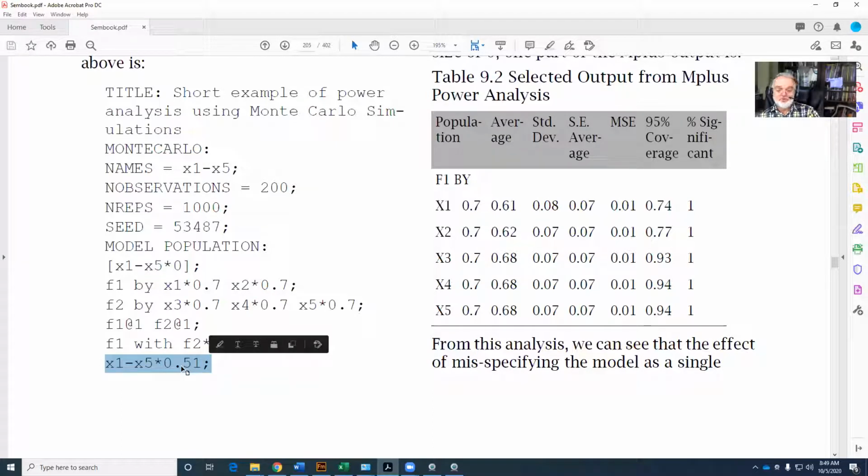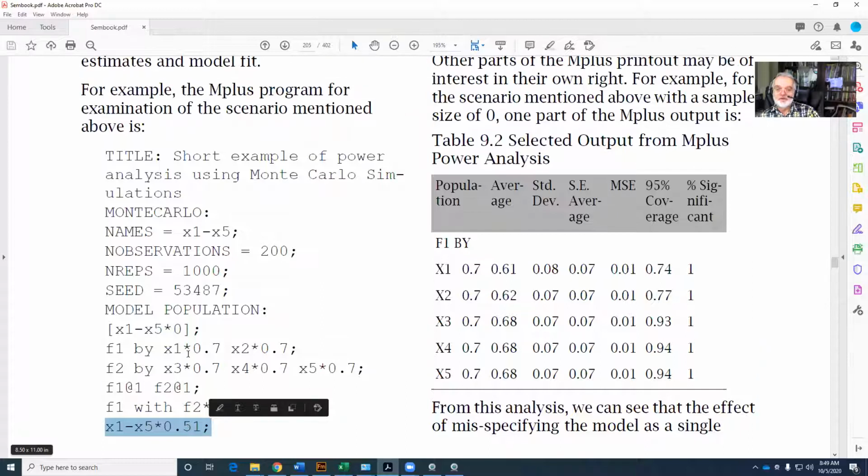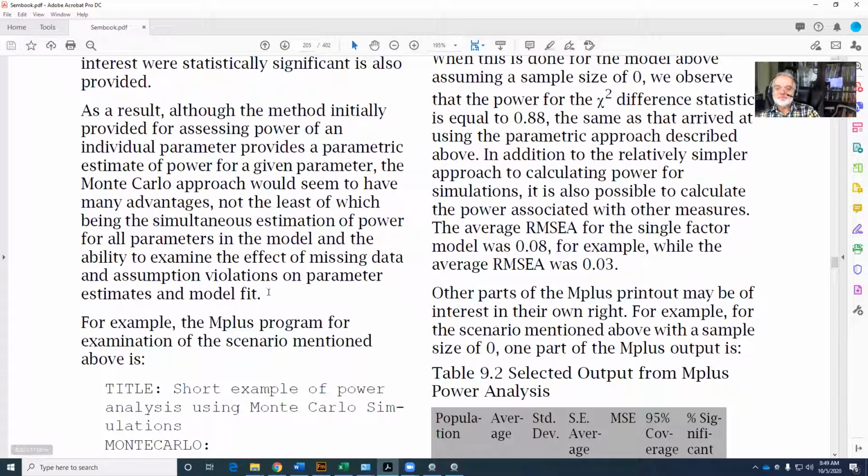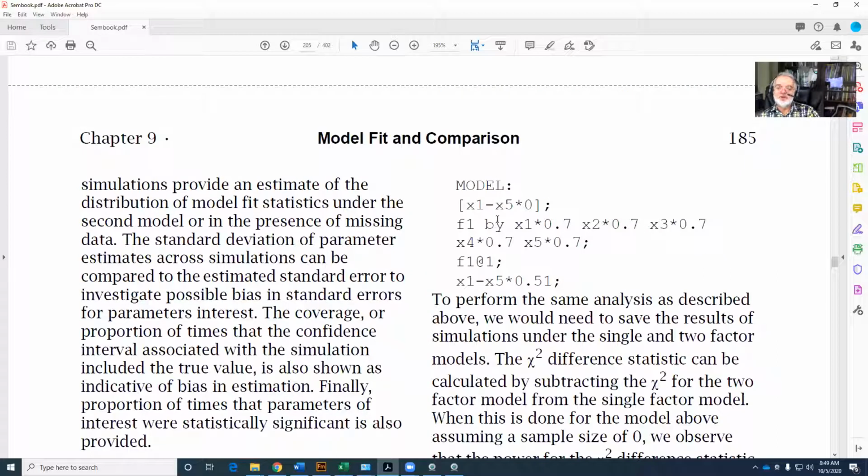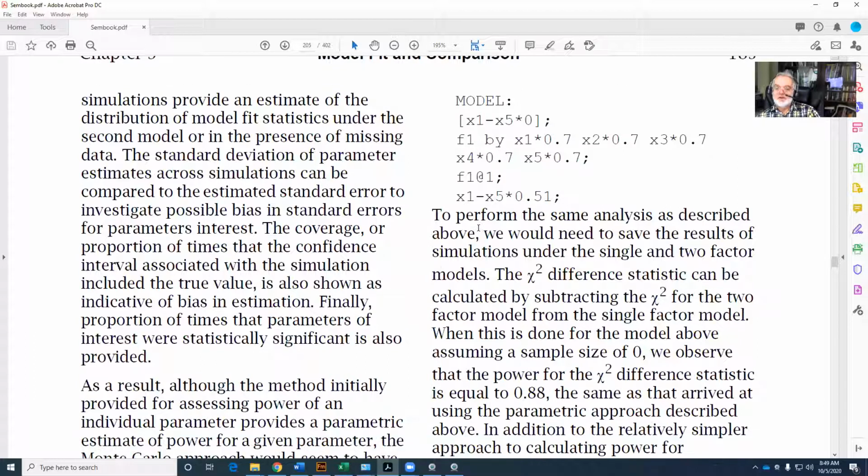How did I get 0.51? Well, that's 1 minus 0.7 squared. And then down here, I'm going to say fit the following model to that randomly generated data. So in this case, I'm going to fit the wrong model. I'm going to fit all 5 variables loading on one factor, and then hit the run button.